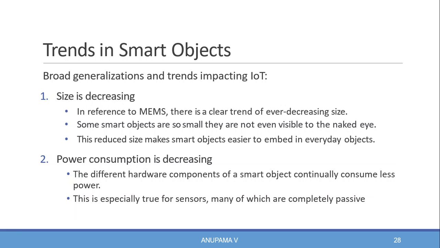The reduced size makes the smart object easier to be embedded in everyday objects. The second trend is power consumption is decreasing. The different hardware components of smart object continuously consume less power. This is especially true for sensors, many of which are completely passive. Some battery powered sensors last 10 or more years without battery replacement.